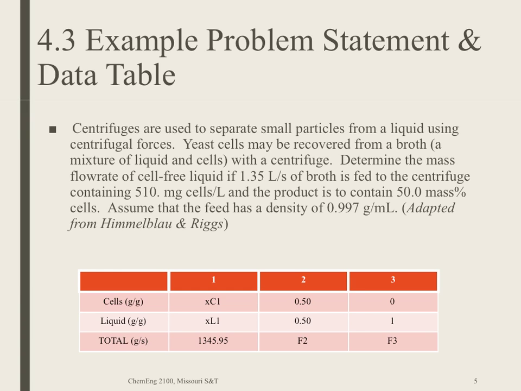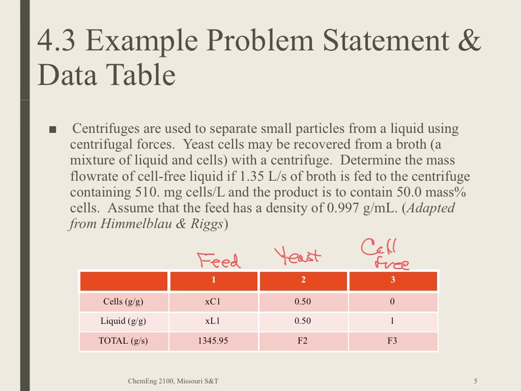The next thing I want to do is build the material balance table. So for each of these, I do this for the stream. So I've named these streams 1, 2, and 3 for simplicity. 1 was the feed. 2 was the final broth, the yeast plus extra liquid. And this is the cell-free broth.